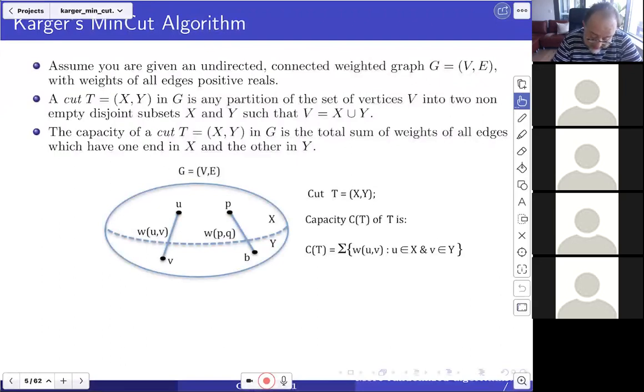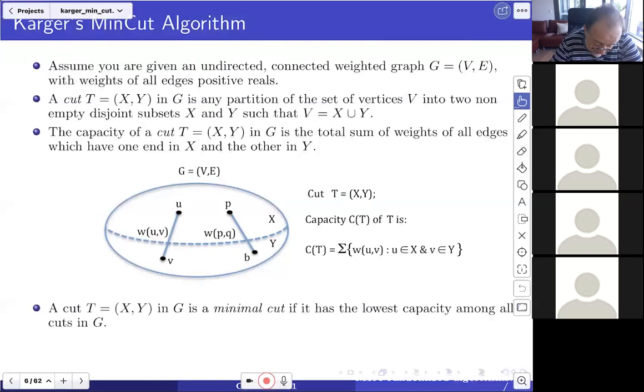So you can see it here on the picture, the dashed line representing the cut, and the capacity of the cut T is simply the sum of the weights of all edges (u, v) so that u is in X and v is in Y. And what you are interested in is to find a cut so that the total capacity of all the edges that cross the cut is as small as possible. What would be one example? Why would you need to do that?